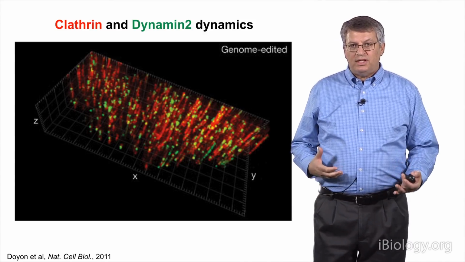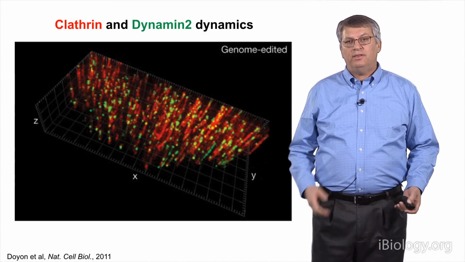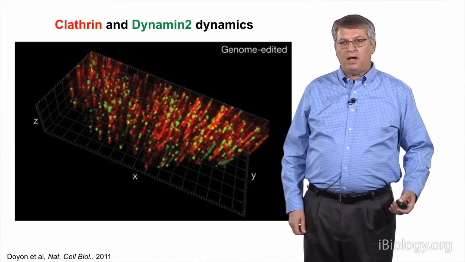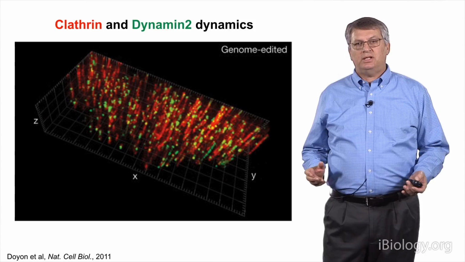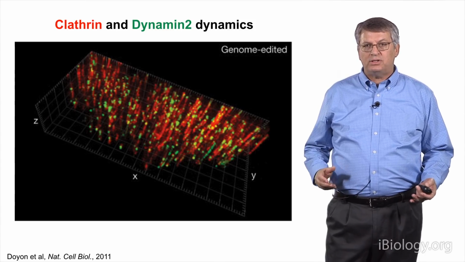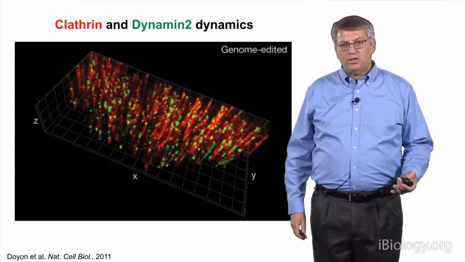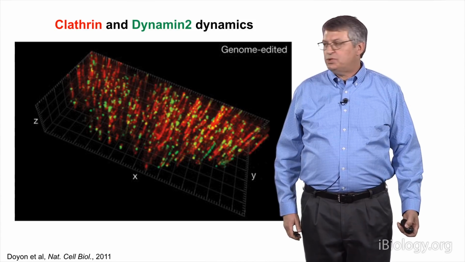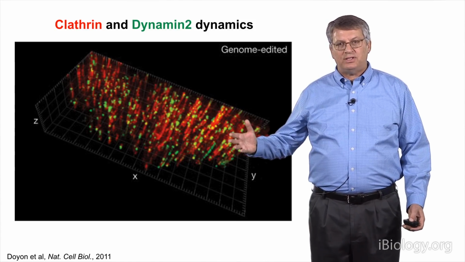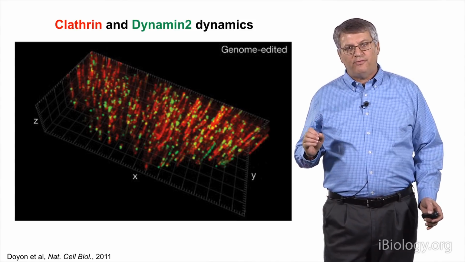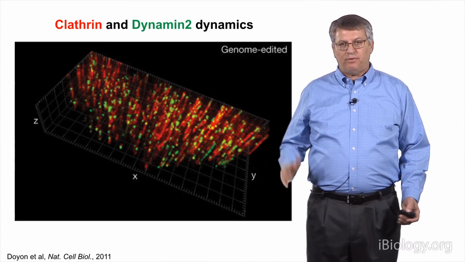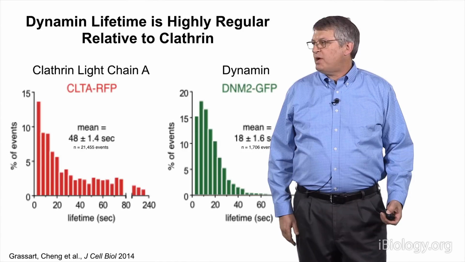So this is actually much more regular than had been reported by others in the field. And so we think that the extra trouble to endogenously tag the clathrin and dynamin genes was worth the effort. And now having this kind of regular profile helps us to do other studies where we perturb functions and try to figure out what different proteins are doing in this process.